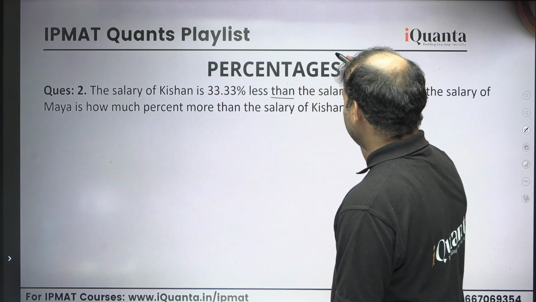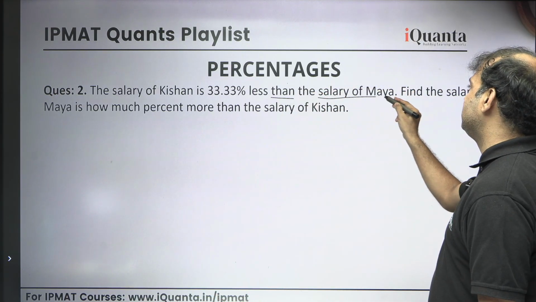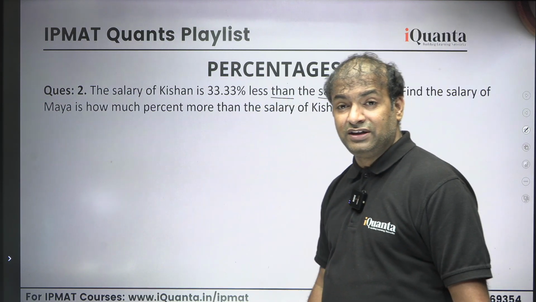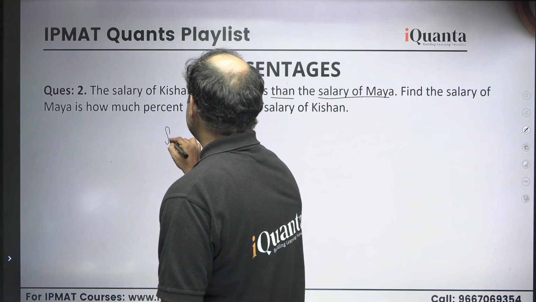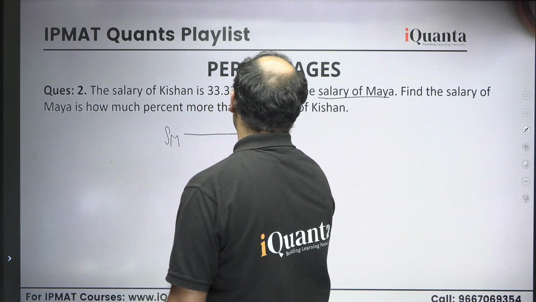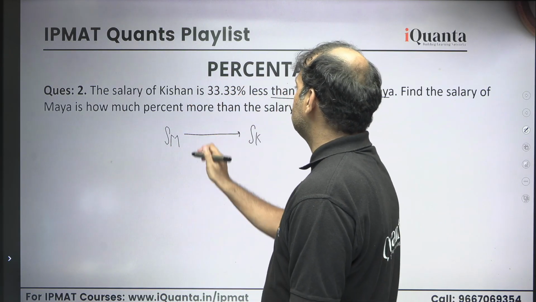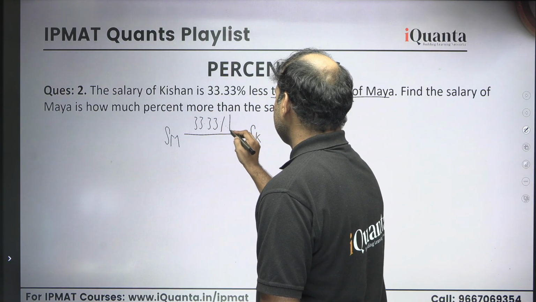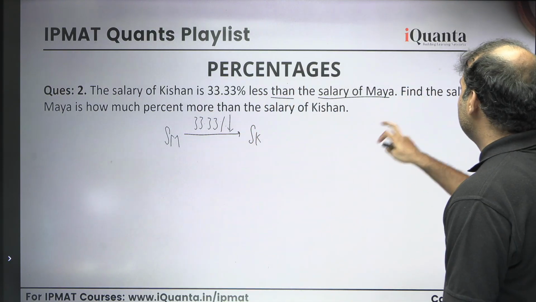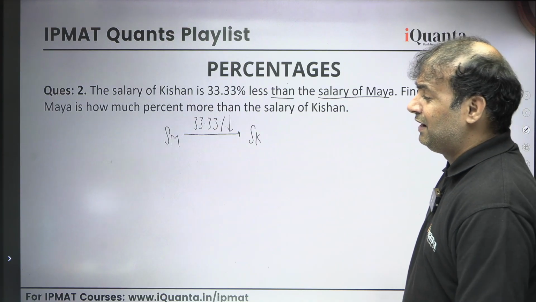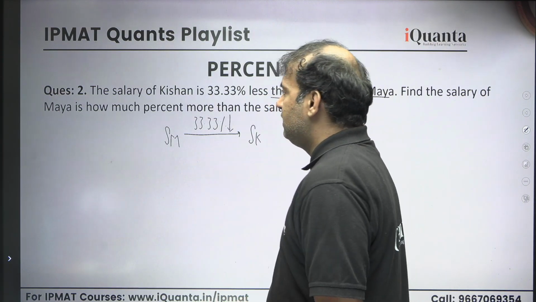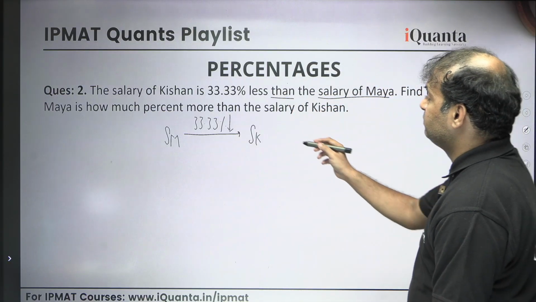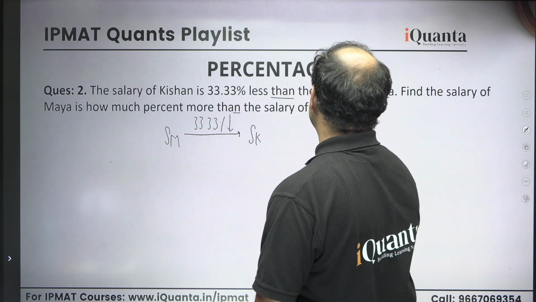So in this question, 'then' is coming before the salary of Maya in the first statement. So in the first statement, the salary of Maya is the initial value, right? So let's write salary of Maya here and salary of Kishan here, right? And salary of Kishan is 33.33% less than the salary of Maya, alright? The question is asking to find the salary of Maya is how much percent more than the salary of Kishan. So we have to do the reverse thing now. Maya is how much more than the salary of Kishan. So now 'then' is written before Kishan.